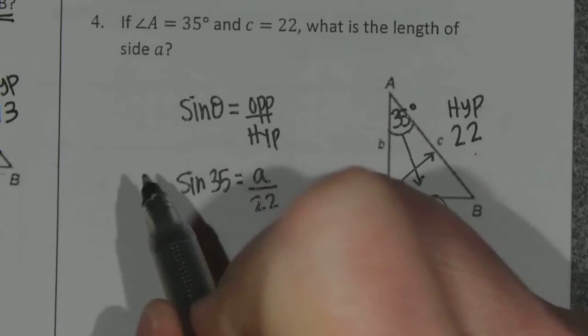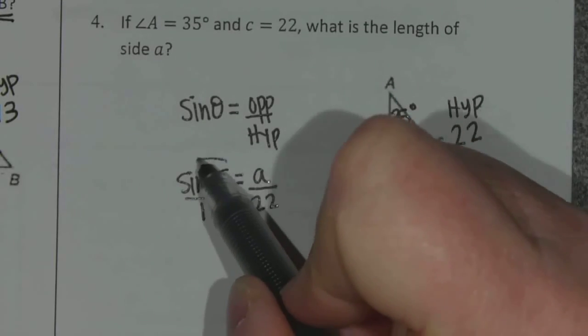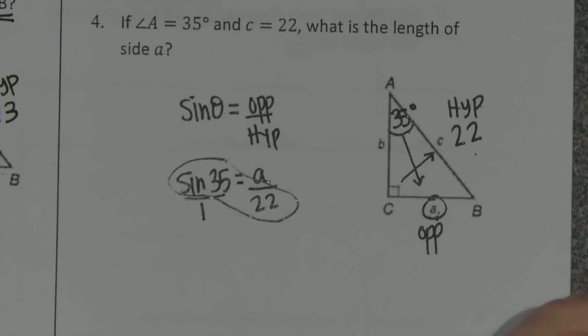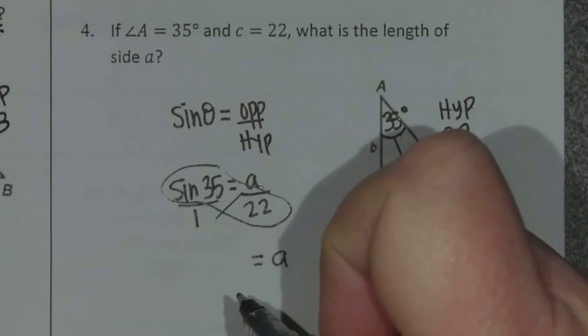Now, if you remember when I taught you how to do this, I asked you to just put a 1 underneath that and cross multiply. So on your calculator, you can do the sine of 35 and then times that value by 22. The other direction, you get 1 times A, so you just get A.